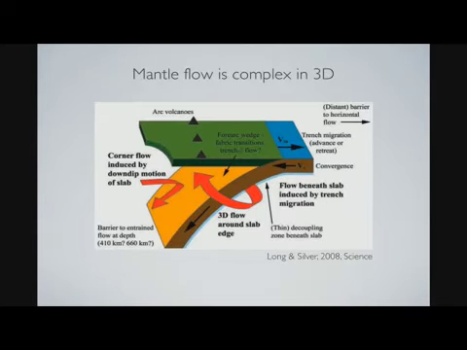As I said a little bit ago, the general consensus is that mantle flow is very complex in three dimensions. This is a nice figure from Maureen Long and Paul Silver's paper, showing that you have corner flow, and you may also have 3D flow around the slab. The general take-home from all of this work on seismic anisotropy is that it's a much more complicated system.